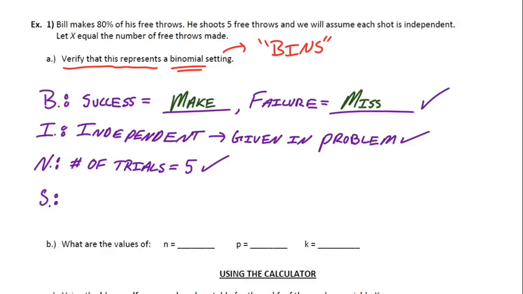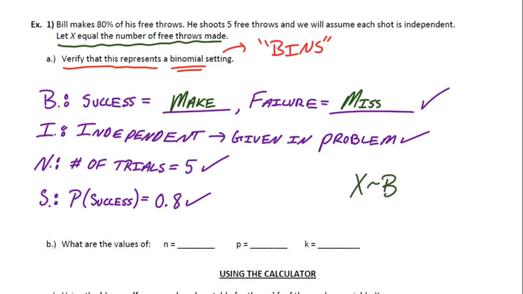And then the S stands for the same probability of success each time he shoots it. Well, if he's an 80% free throw shooter, that means the probability of success in this case is 0.8 for each free throw. So we're good on the BINS condition.